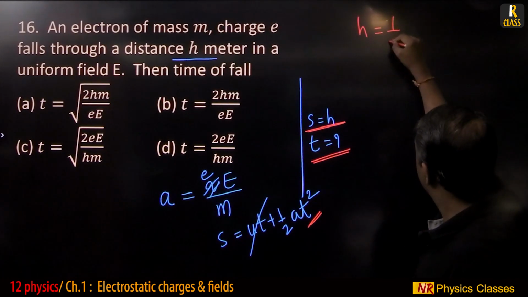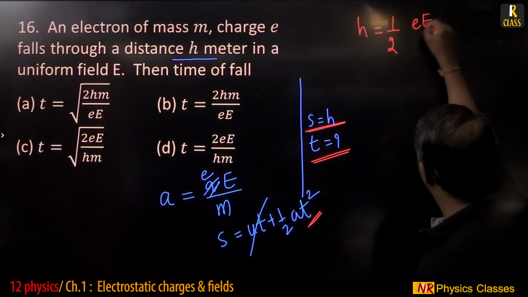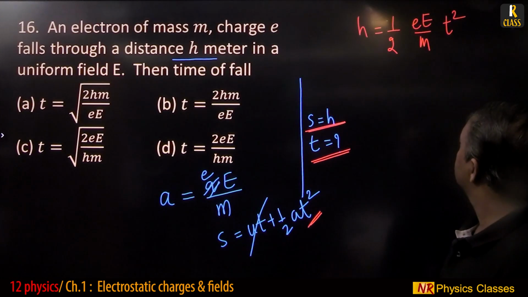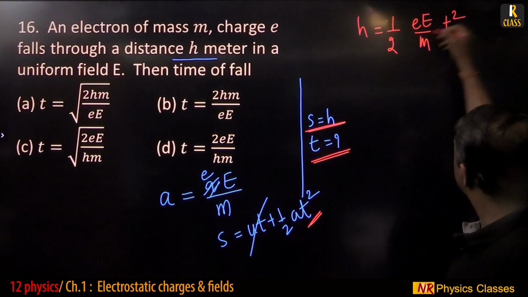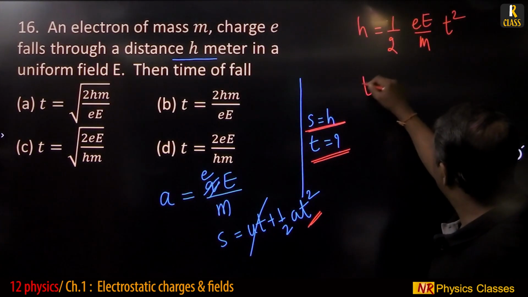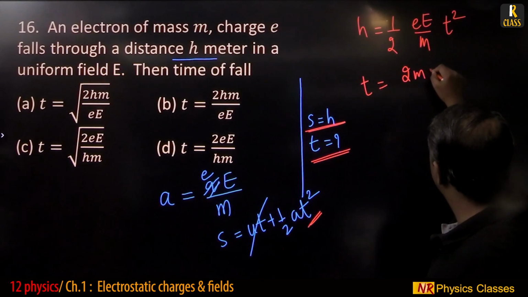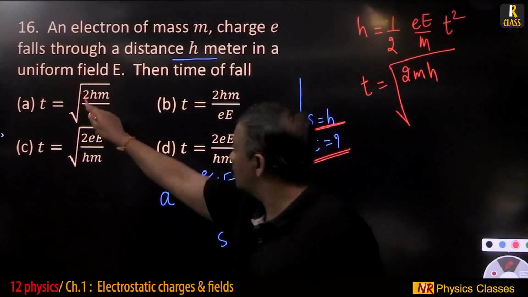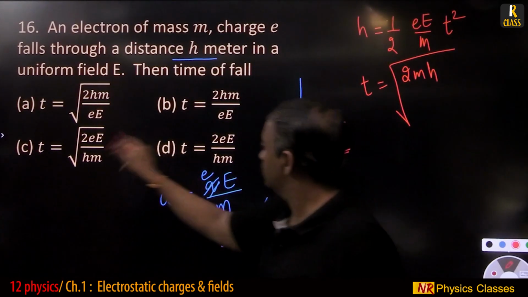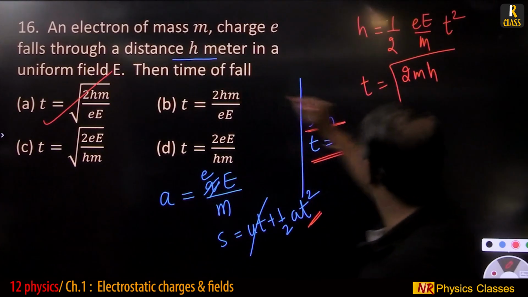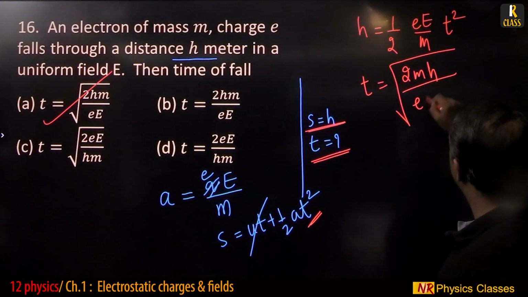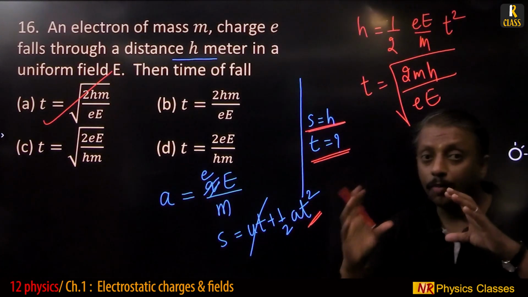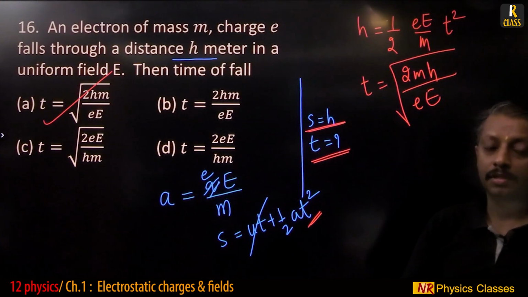Half, acceleration is eE by m, into t square. Time is under root 2mh, divided by eE. See? Under root 2hm by eE. This should be the answer. So this is how you should use a combination of equations or two formulas.